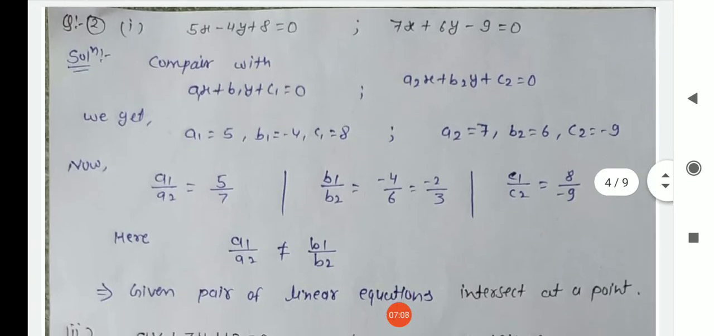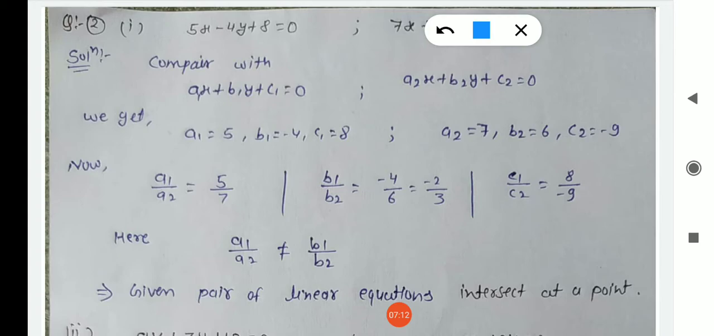Now question number second is: on comparing the ratios A1/A2, B1/B2 and C1/C2, find out whether the lines representing the following pairs of linear equations intersect at a point, are parallel, or coincident. You have to check and tell whether your lines are intersecting at a point, parallel, or coincident. Okay, so the first question is 5x - 4y + 8 = 0 and 7x + 6y - 9 = 0.